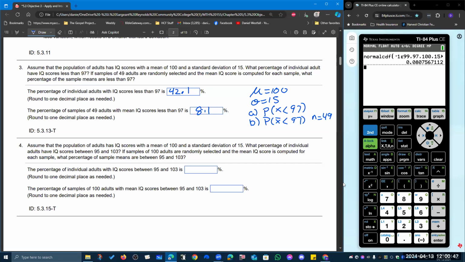Again, this next one is going to be a technology problem. Assume the population of adults has IQ scores with a mean of 100 and a standard deviation of 15. What percentage of individuals have IQ scores between 95 and 103? And then we're going to change that question to having an average, a sample mean, between 95 and 103, and n is going to be 100 here.